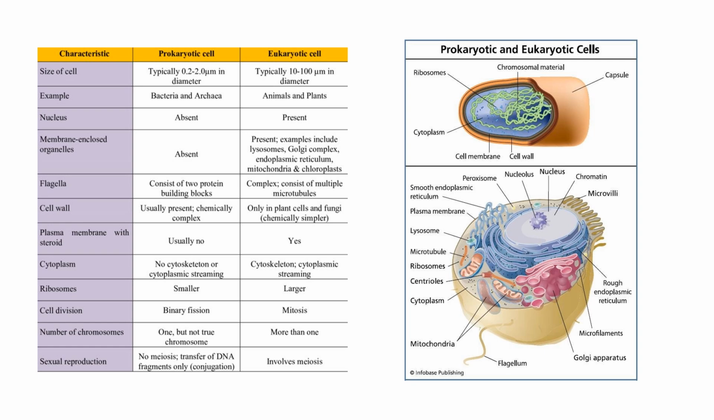After that, we have ribosomes. The ribosomes are the units where the protein or the polypeptide chain is synthesized. The ribosomes are very small in case of prokaryotes, but they are larger in case of eukaryotes and they are much more complex.